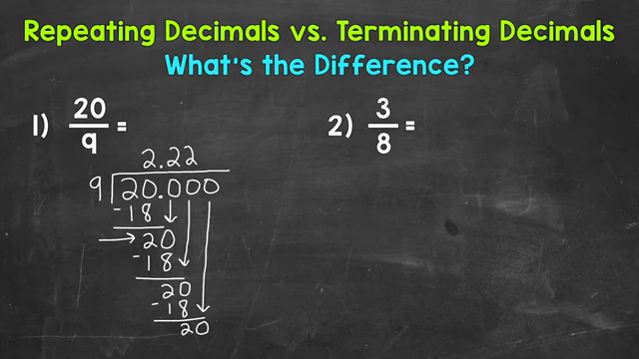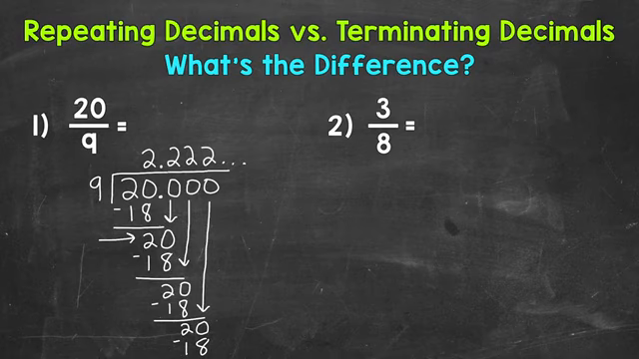So how many 9s out of 20? 2. 2 times 9, 18. I ran out of room there, but 20 minus 18 is 2. We would bring down another 0. And again, that pattern is going to continue on forever. So this is a repeating decimal. We will have 2's that go on forever.